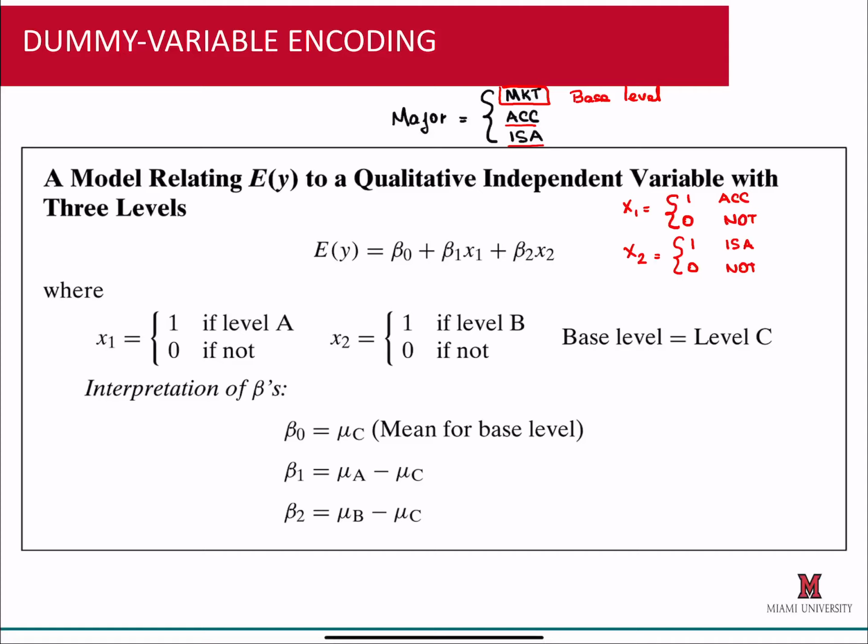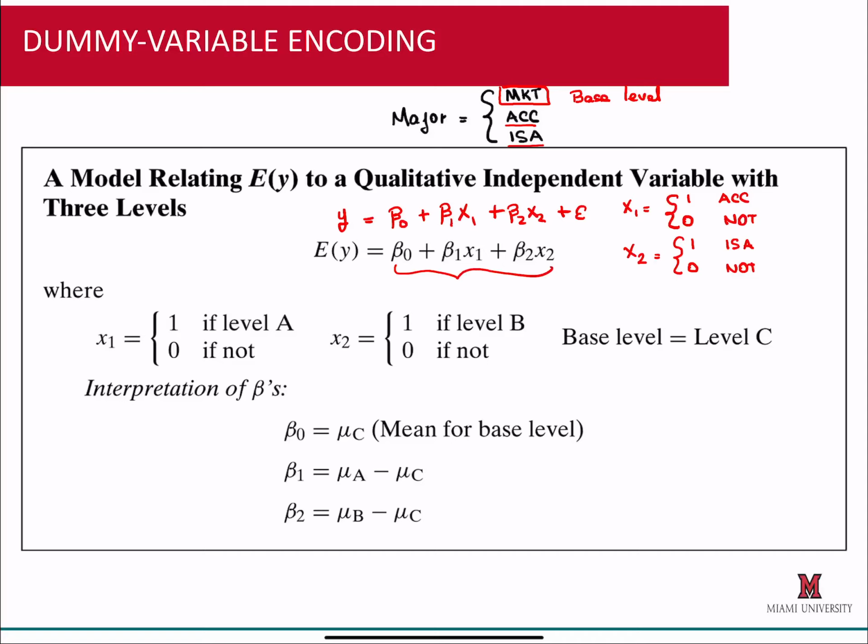Okay, so now the model becomes, let's say y again is salary. Y is equal to beta 0 plus beta 1 times x1 plus beta 2 times x2 plus the error term. And the expectation is just going to be the deterministic part. So wait a second, how can we now predict the salary of somebody who doesn't have an accounting major and doesn't have an ISA major, because the variable is not in there? Well, those will be equal to 0. Both x1 and x2 will be equal to 0, and now we are at the base level.